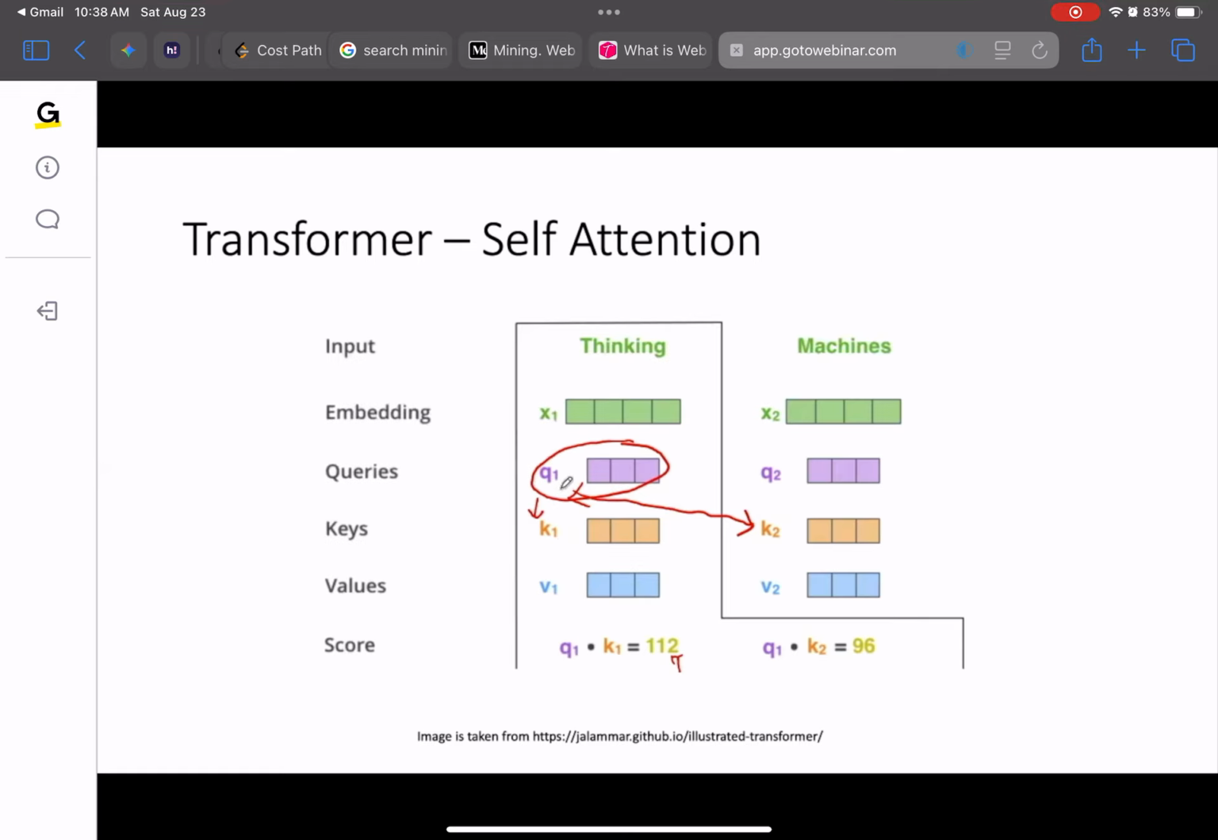So we try to find the relevant keys for this query. The score basically indicates the relevance. The higher the score, the more relevant this key is to this query. So that's the intuition.